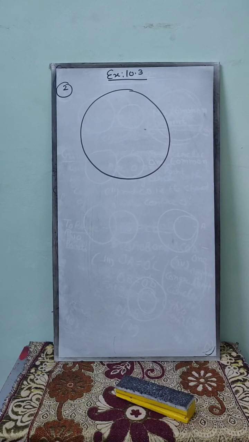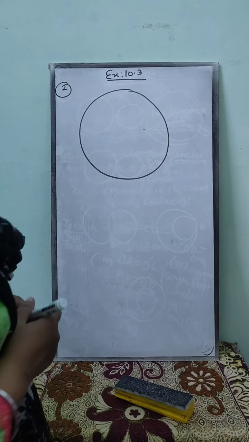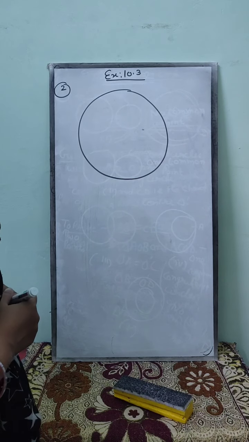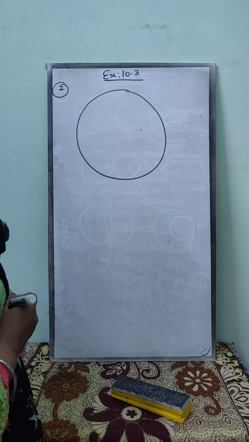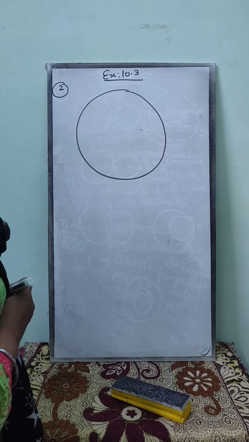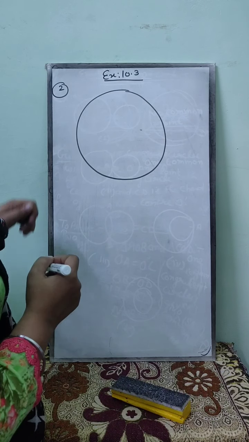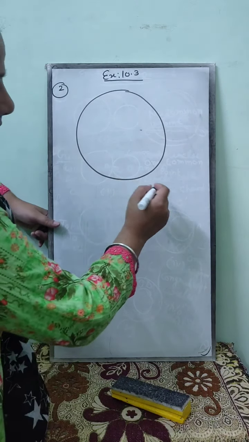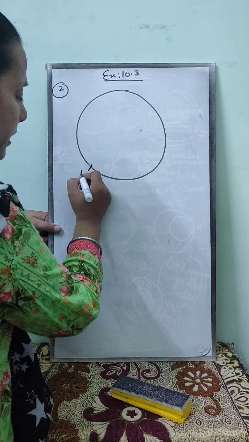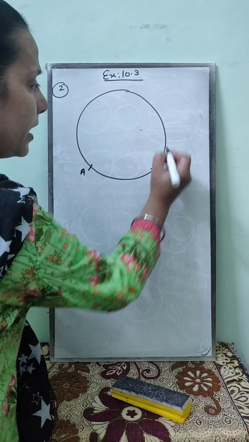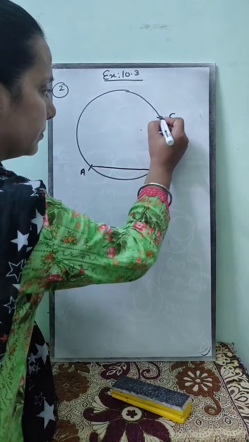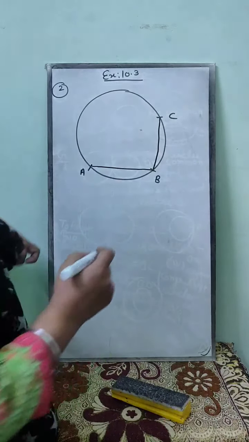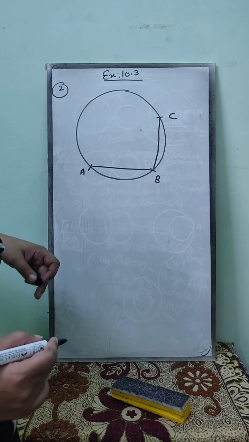Students, now we are going to discuss sum number 2 of the 10.3 exercise. In this sum he is saying you are given a circle whose center is not known. You need to find the center of this circle. Clear? How will you find the center of the circle? Mark 3 points A, B and C on the circumference of the circle. Join them. We will draw this diagram with pencil and compass as well.